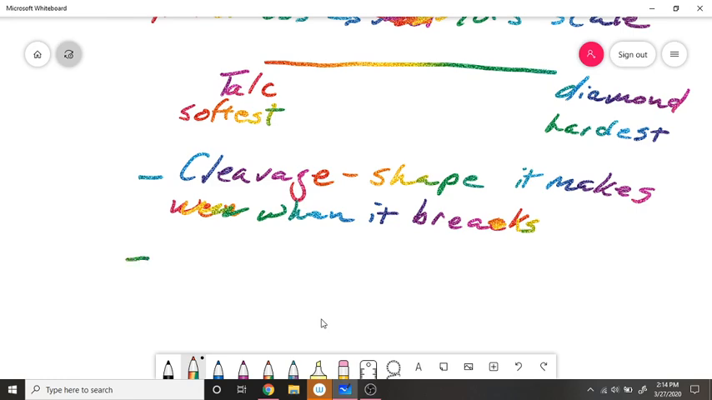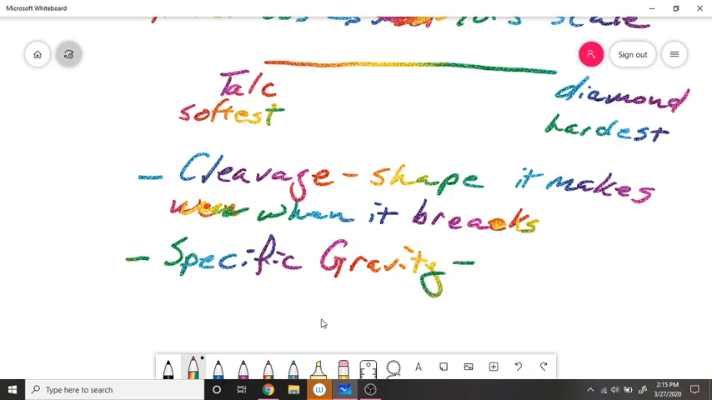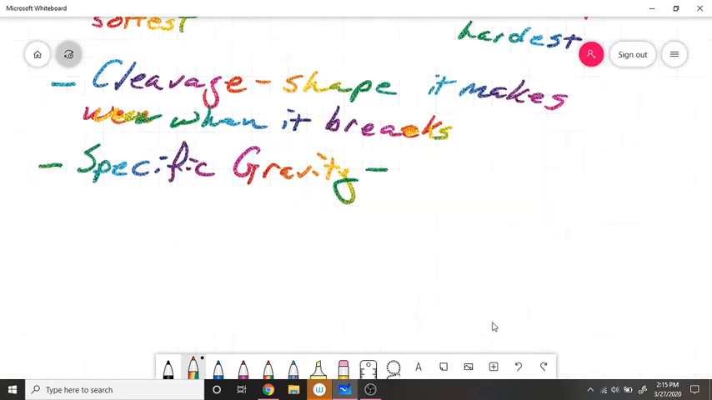And the last physical property that's used for classification of a mineral is called its specific gravity. What the heck could that possibly mean? In the simplest terms, something's specific gravity is a question. Does it sink or float?